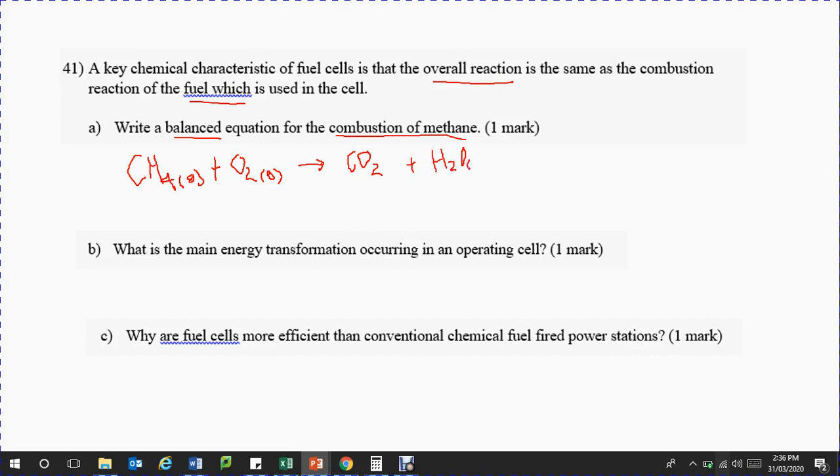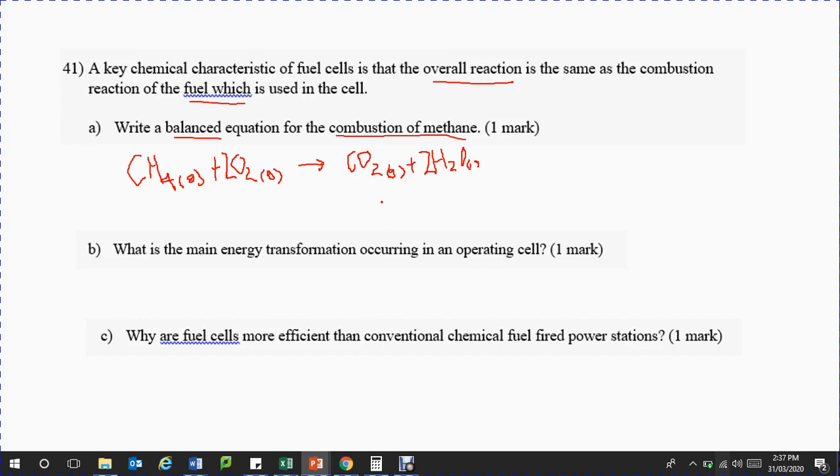So the first thing when balancing combustion equations, start with the carbon first and go from there. So we've got one carbon, so that's balanced. Next, let's balance hydrogens. So we've got 4, and now we've got 2. So 2 times 2 is 4 hydrogen. Now I've got 2 oxygen, and I need 4 oxygen. So if I put a 2 here, yep, okay, and that is balanced.